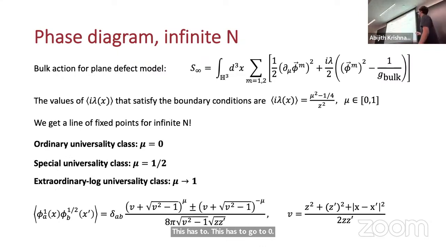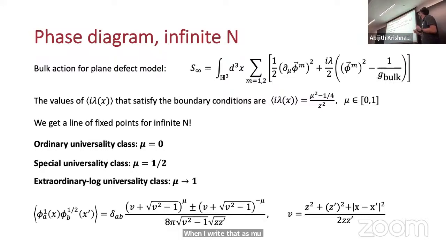So it turns out that the values of I lambda that satisfy the boundary conditions take this form, where mu is between 0 and 1. And the reason why I write it like this is because the correlation functions look nice as a function of mu when I write it as mu squared minus 1/4.